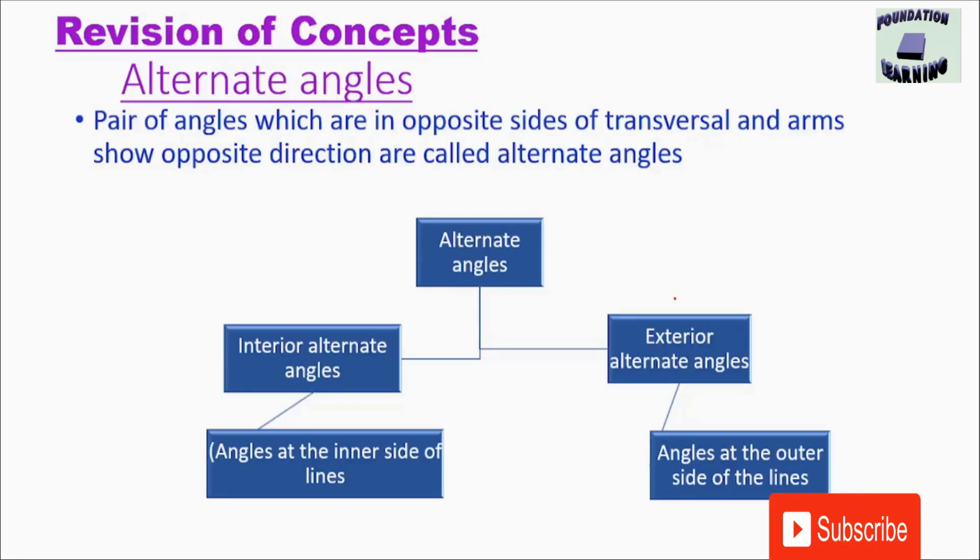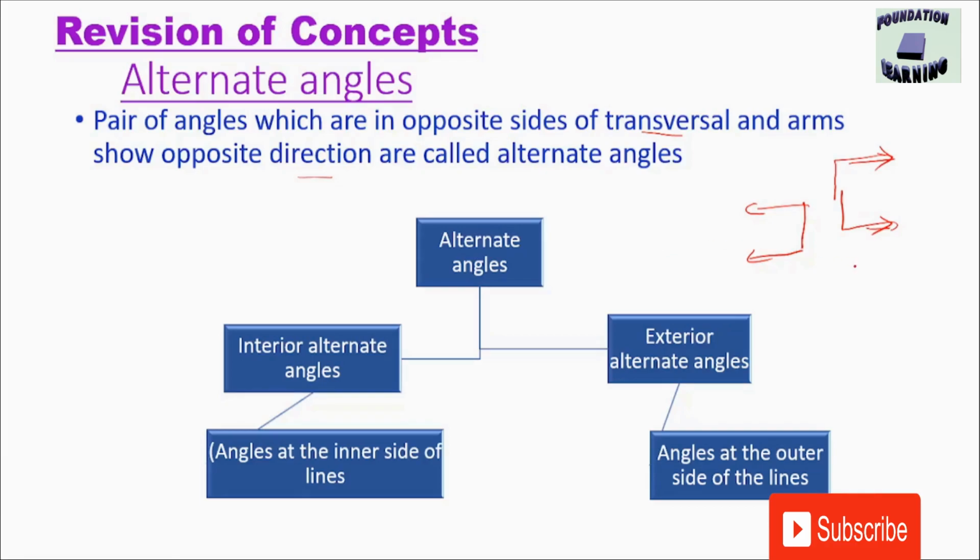Now we go to the next type, which is alternate angles. Alternate angles are pairs of angles which are on the opposite side of the transversal. Interior angles, what we said, are on the same side. But alternate angles will be on the opposite side of the transversal and the arms show opposite direction. Right now the arms are in the same direction, like this. The arms were on the right side or on the left side.